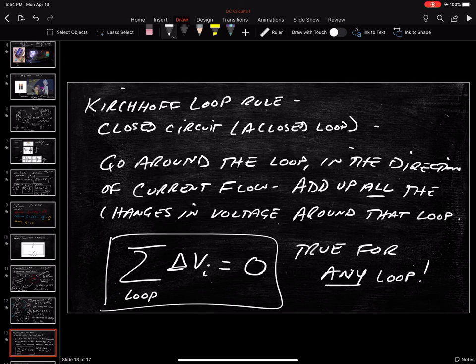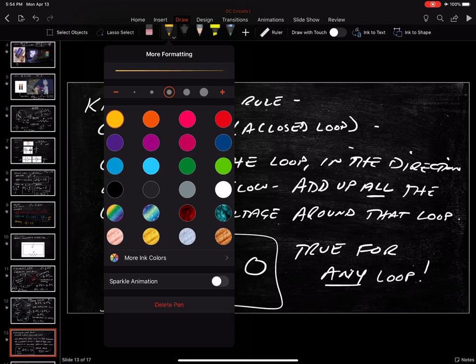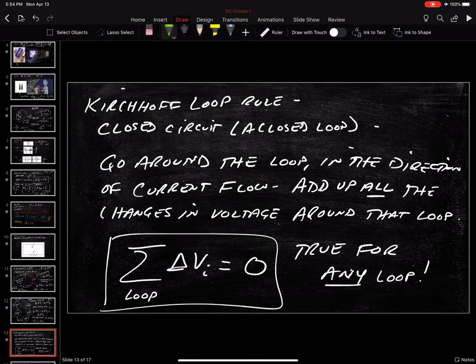Incidentally, this also holds in the case of alternating circuits. Okay? And again, where does this come from? This is conservation of energy. The energy is going to be conserved as it flows around the loop.